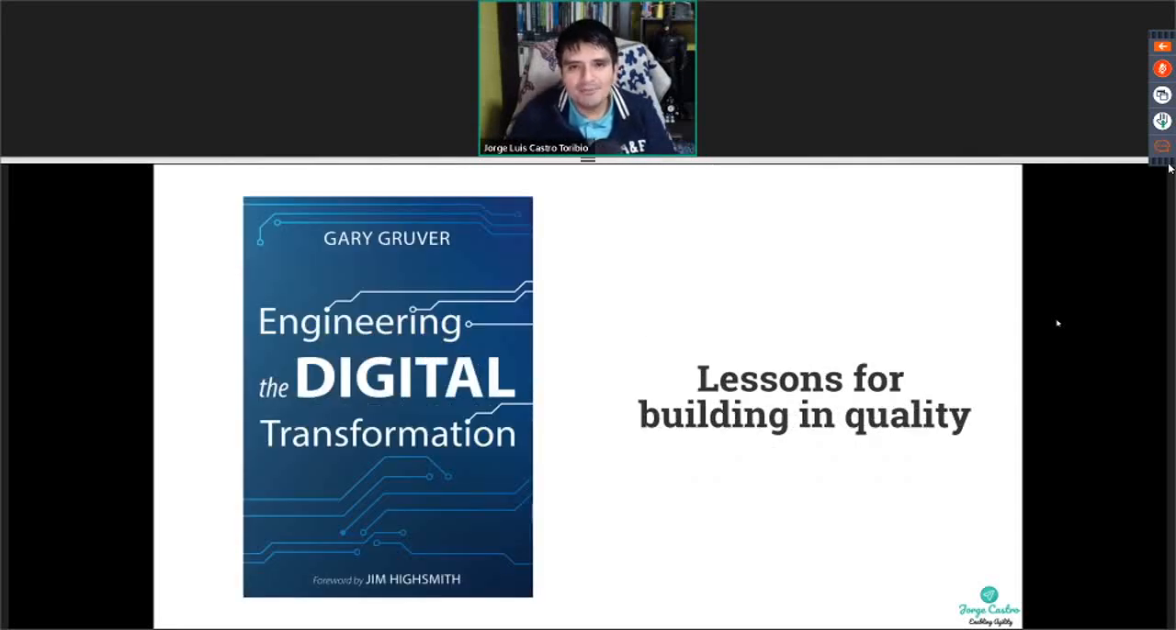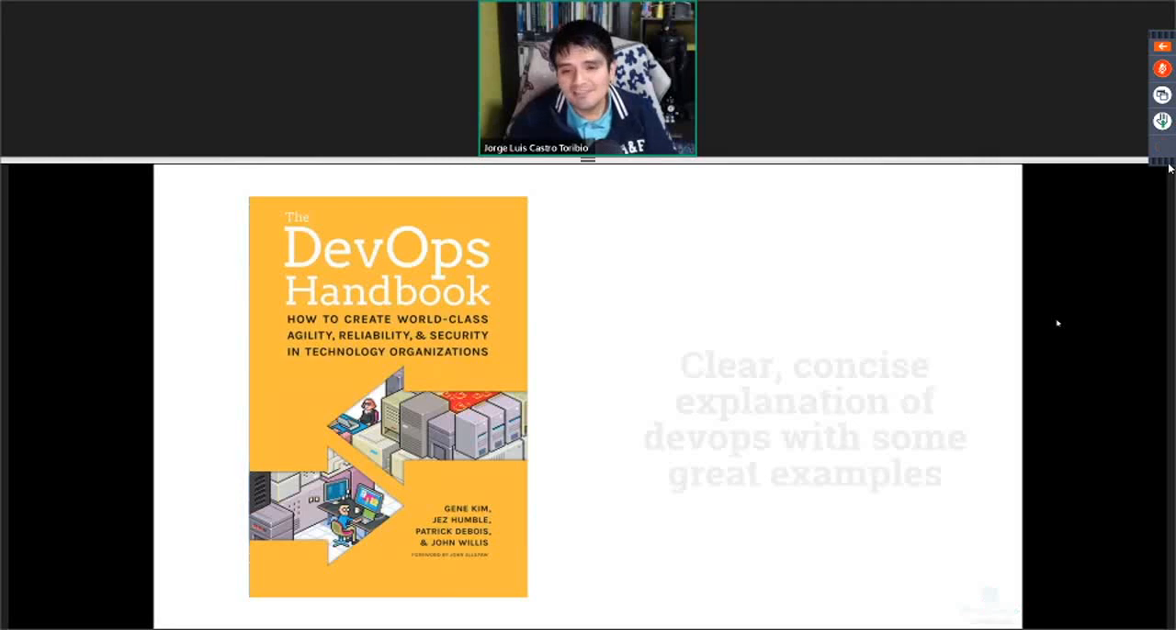Gary Gruber, as you know, is one of the DevOps gurus in the market. So this book, I think, is his latest book. It's quite awesome. I think I learned a lot about building in quality, which is going to help you a lot for creating your DevOps maturity model and your DevOps roadmap.